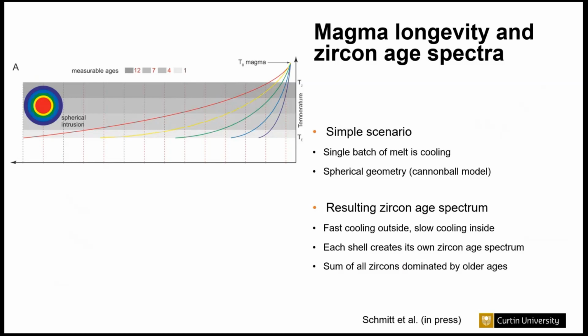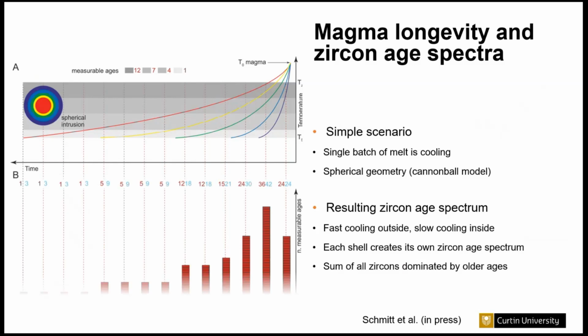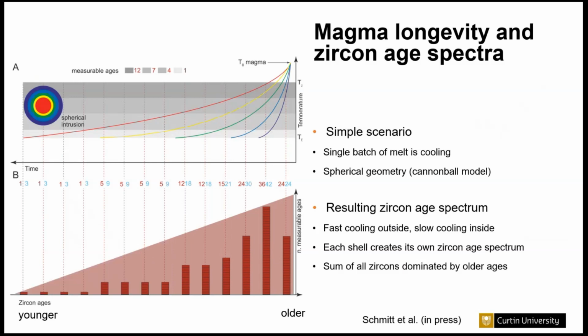But nonetheless, we can look at how much zircon will crystallize in each of these shells of our model magma chamber. If we look at the outer part that cools fast, we will get this amount of zircon until it solidifies. The inner part will take longer, so we will get a more protracted crystallization of zircon. If we sum up all the zircons that have formed in this spherical volume, we would expect a distribution that looks like this: a lot of zircons that are old, and then fewer and fewer that are young. This is what this very simple scenario would predict.